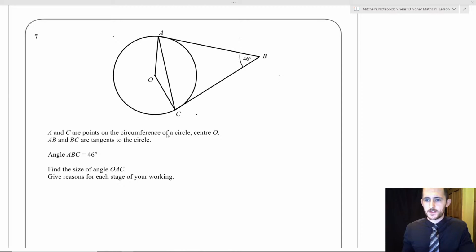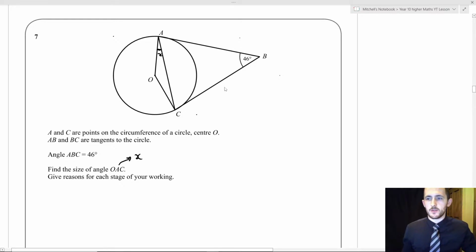A and C are points on the circumference of a circle centre O. AB and BC are tangents to the circle, and ABC is 46 degrees. Okay, cool. Find the size of angle OAC. OAC is this tiny angle here. So I'm going to call that X for now. That's quite a lot to take in, but let's have a think.